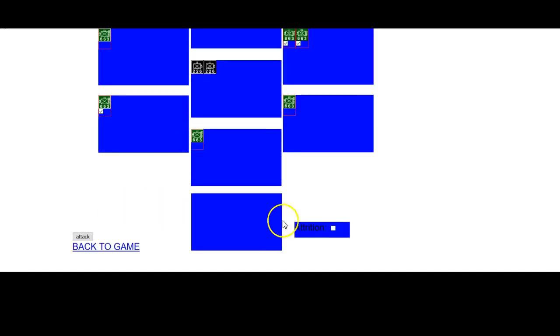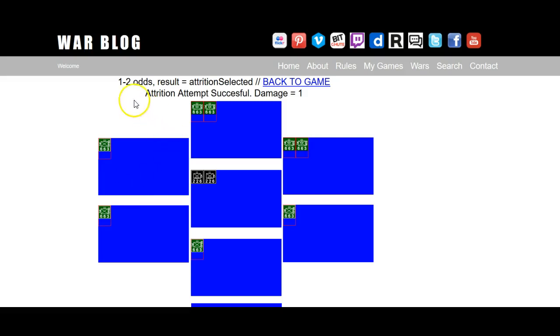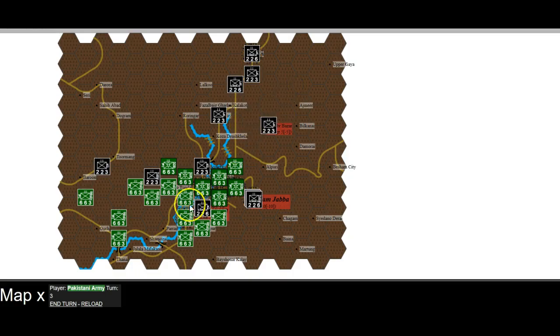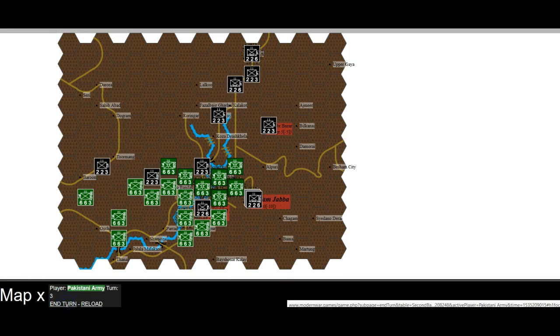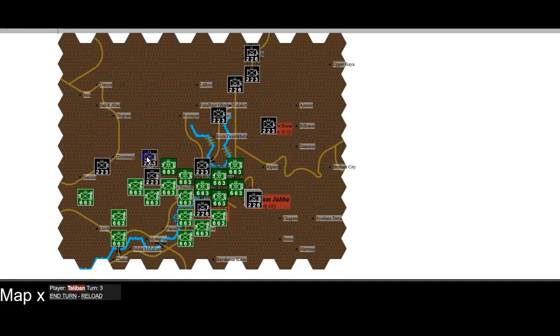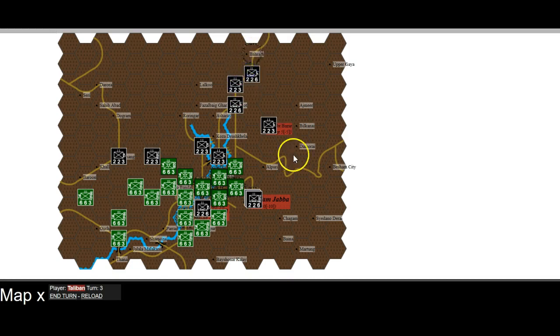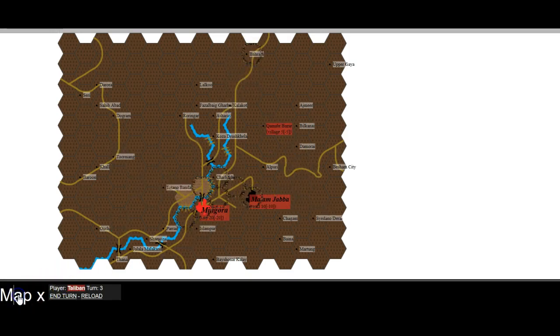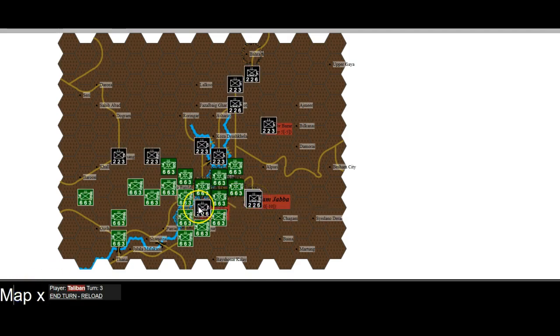See what attrition does at this level now. 1 to 2, but we've got 1 damage, so the odds are still not good. Okay, they don't like that position, so they're going to move. They're going to try and move that way. I think likewise they're not so happy with that, but that's a nice defensive position and that will help. And we've still got Malam Jabba. They're going to try and recover.